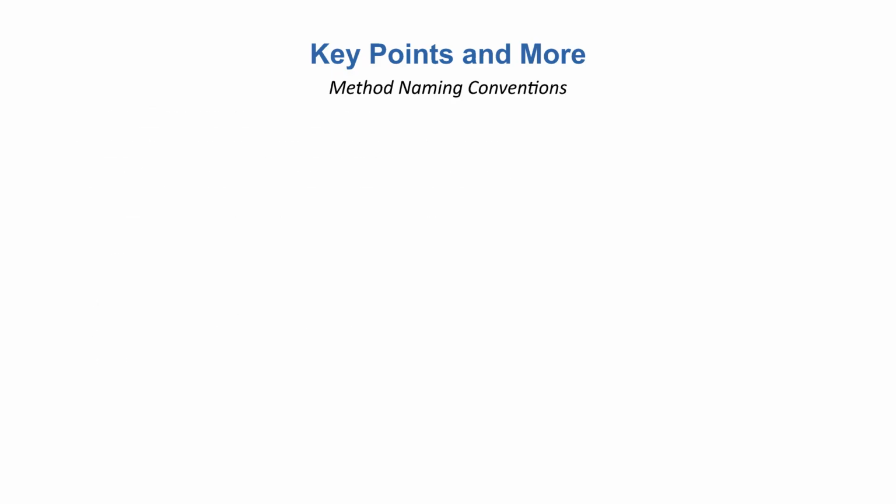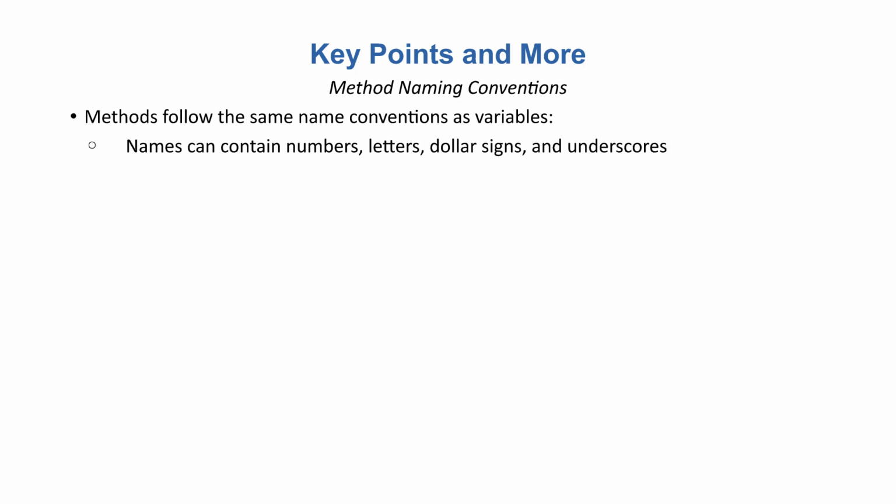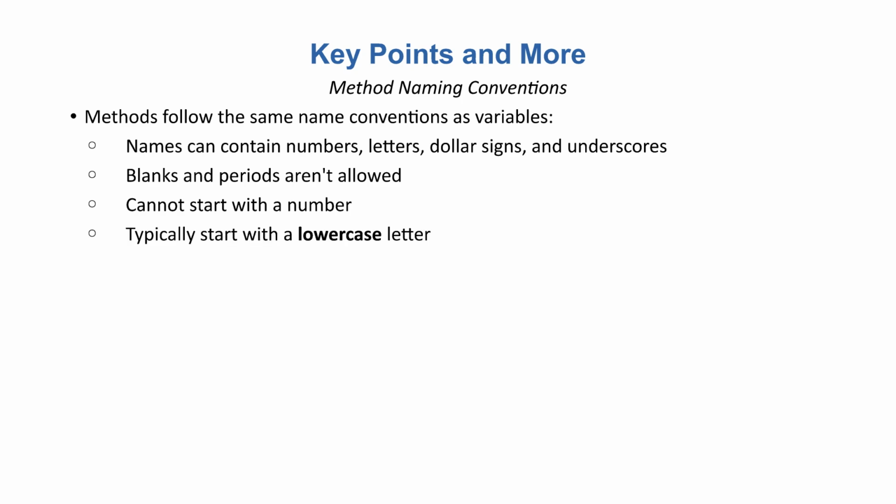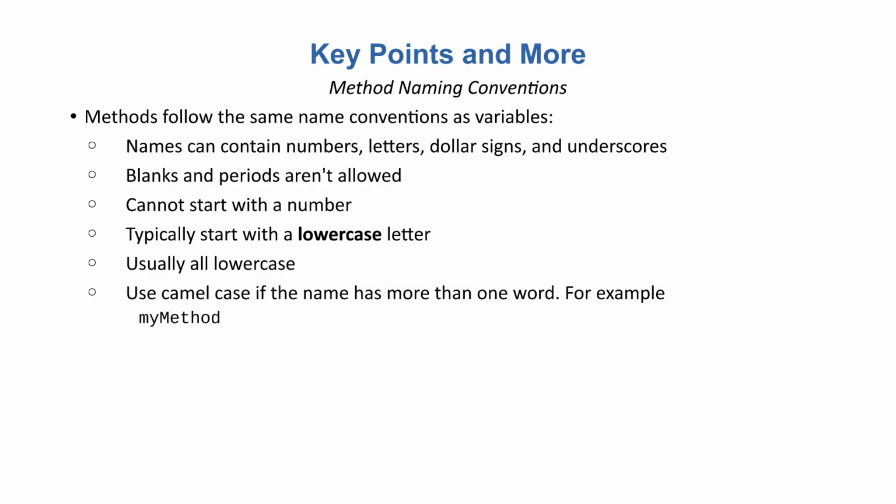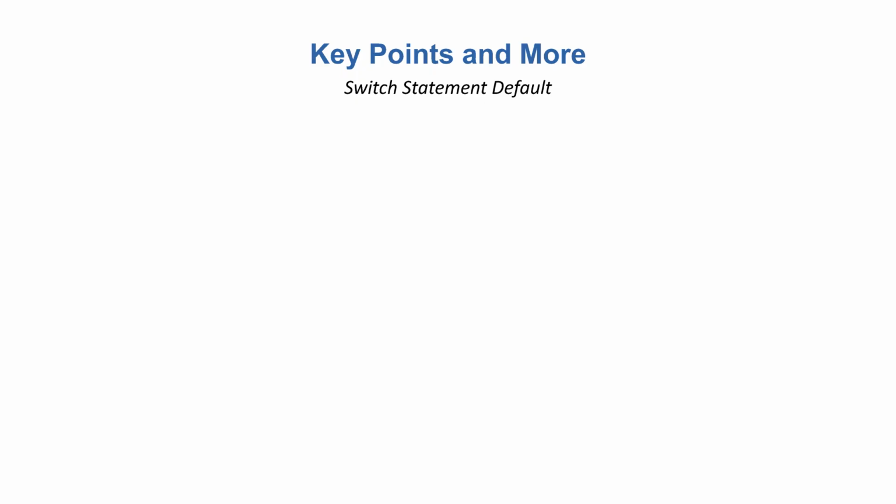Key points and more. Method naming conventions. Methods follow the same name conventions as variables. Method names can contain numbers, letters, dollar signs, and underscores. Dollar signs and underscores aren't usually used. Blanks or periods aren't allowed in method names. Method names must not start with a number. Method names usually start with a lowercase letter. Method names are usually all lowercase. However, if the method name contains more than one word, the first word usually starts lowercase and all other words start uppercase.